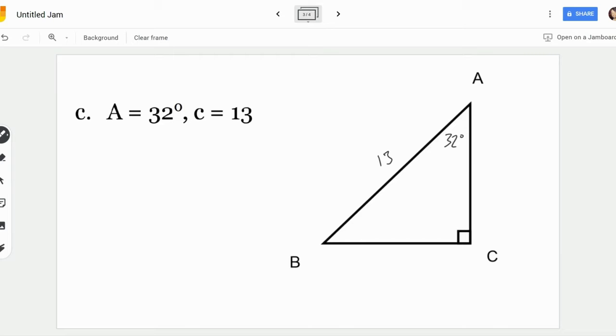The other angle has to then be 58. Again, just because the three interior angles have to add up to 180. And this one's 90, obviously.